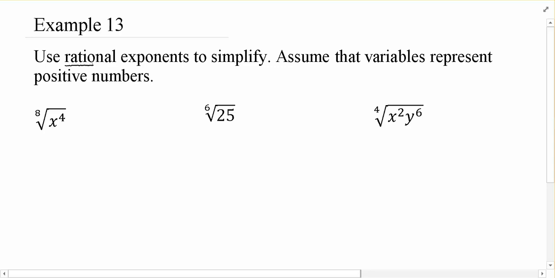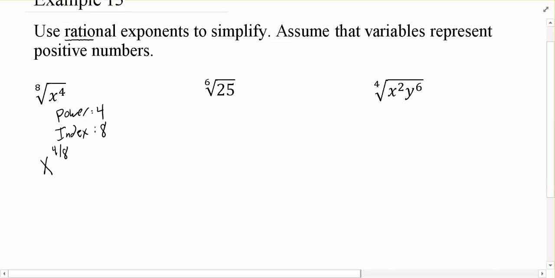The first step is let's use rational exponents. So the first step of this first problem is to say my power is 4, my index is 8, so I'm going to write this as x to the 4/8. Now let's simplify. 4/8 simplifies down to 1/2.